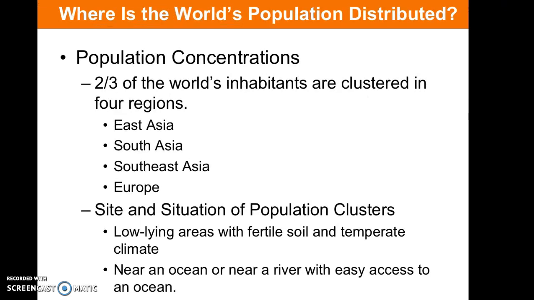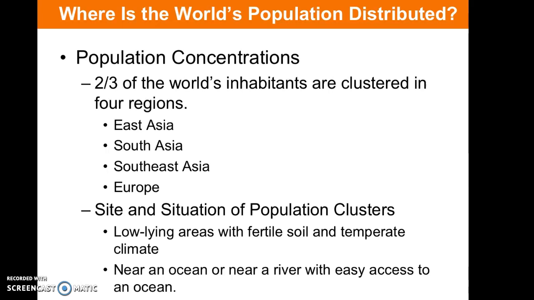To start with, the book covers where you're going to find the largest concentrations of humans. Remember, concentrations means that people are clustered or dispersed in certain areas. So where in the world do we find people clustered? What clusters do we have?